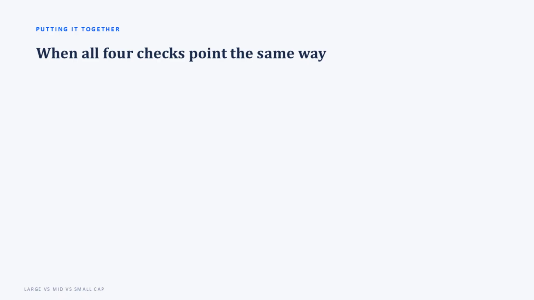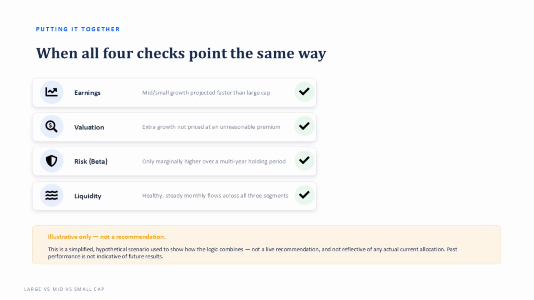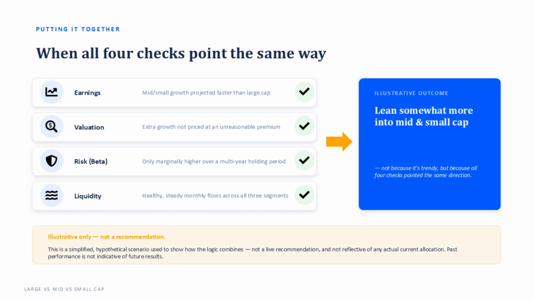Only after running all 4 checks, earnings, valuation, risk, and liquidity, do allocators land on a market cap mix. And critically, this isn't a one-time decision. It gets revisited on a regular cycle, because any one of those 4 inputs can shift. Here's a simplified, purely illustrative example of how the logic might play out, not a live recommendation, and not reflective of any actual current allocation.